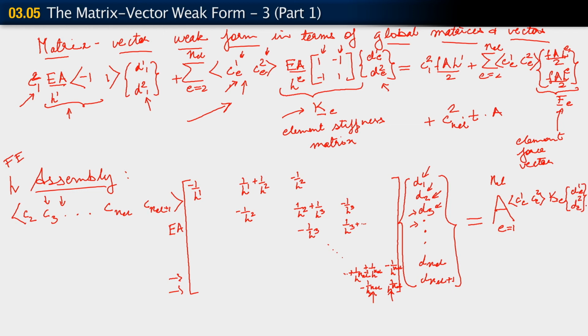Okay, this is just an abstract way of writing it, and what is involved in this operator, in this sort of an operation, is the detailed bookkeeping that we followed by using the nodal and global degree of freedom numbering, in order to fill out this matrix.